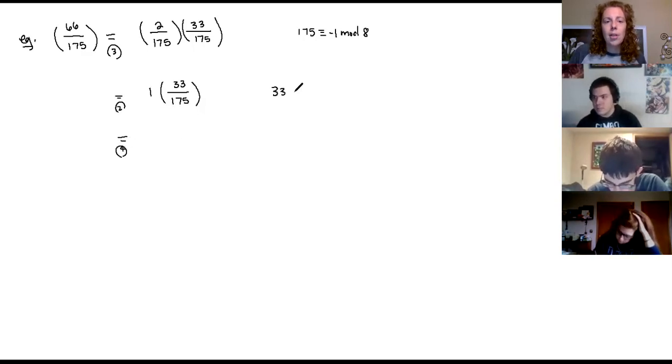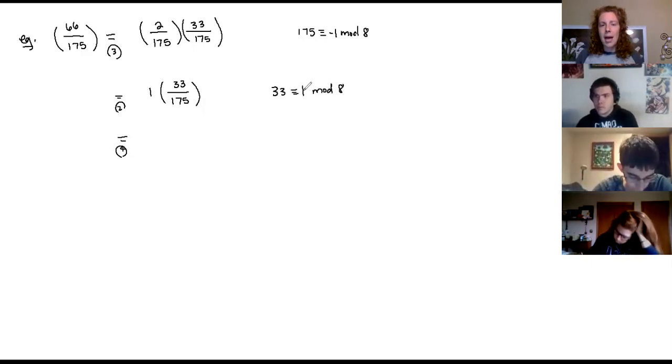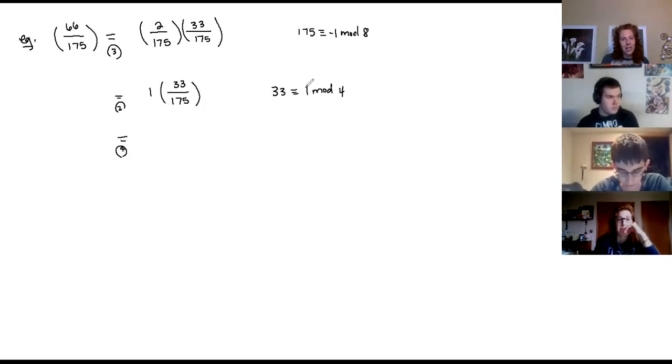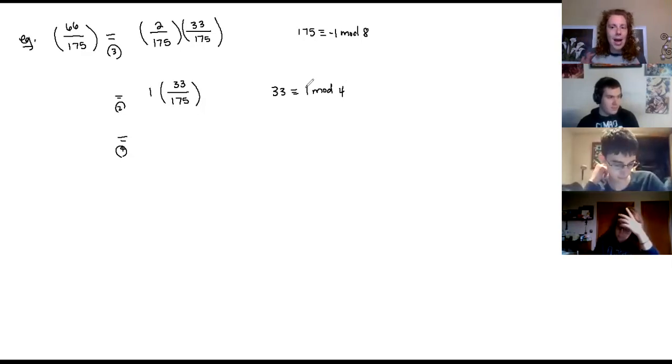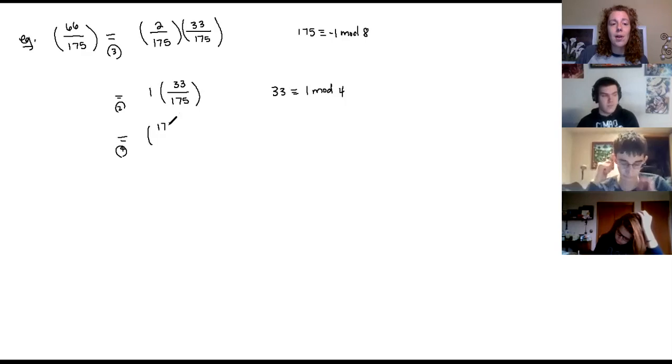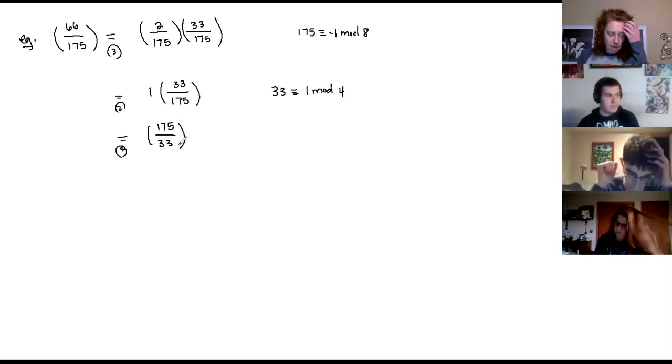So if we do 33, that's congruent to 1 mod 8. That's an easy one. Oh, I'm sorry, I want to do mod 4. Same answer. 33 is congruent to 1 mod 4. We're doing mod 4 because we're working with rule number 4. And that means I'm in the otherwise category. I don't even have to check what 175 is congruent to. So I can just flip this without putting a negative out in front. So we can do Jacobi symbol of 175 over 33.